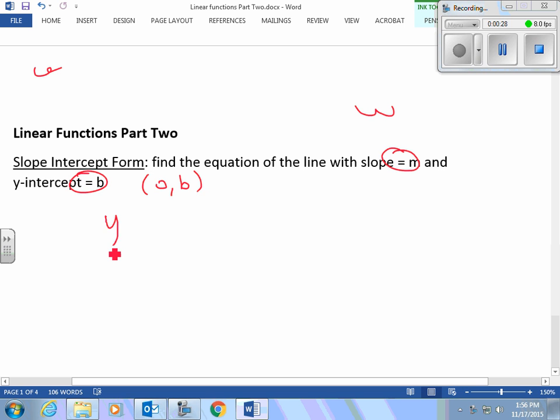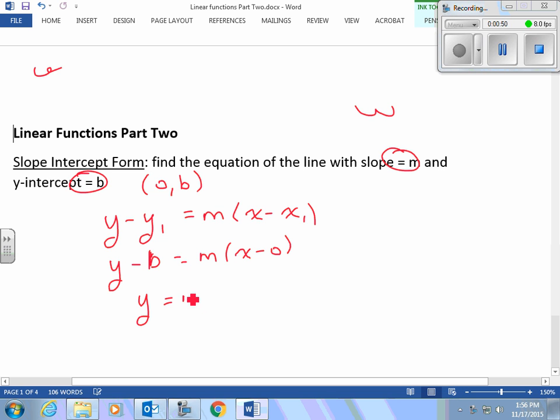We'll use our point-slope form that we looked at in the previous lesson, and we'll substitute in our slope and our y-intercept. So y minus b equals m times x minus 0. Once we add b to the other side of the equation and multiply through those brackets, we end up with y equals mx plus b.